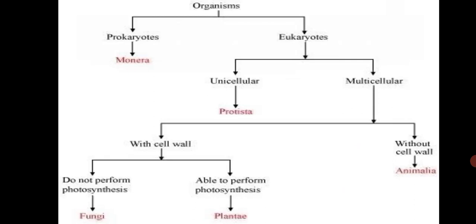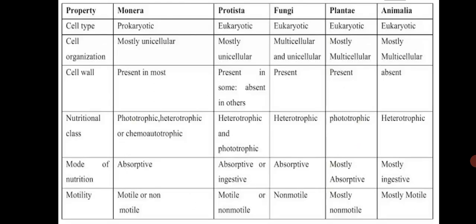Advanced level of classification requires some advanced knowledge of organisms, as mentioned in this table. Monera has prokaryotic cells, mostly unicellular, and have a cell wall. They have nutritional modes like phototrophic, heterotrophic, or chemoautotrophic. Having an absorptive mode of nutrition, they have both motile and non-motile organisms.